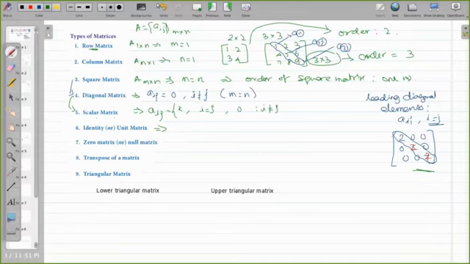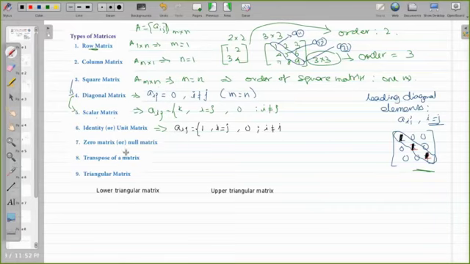Same thing, children. If all these diagonal elements are equal to 1, children, it is identity. So I'll just write aij is equal to 1 when i is equal to j. What does it mean? The leading diagonal elements all are equal to 1, and 0 when i not equal to j. That means the elements other than the leading diagonal elements all are 0. Okay, children?